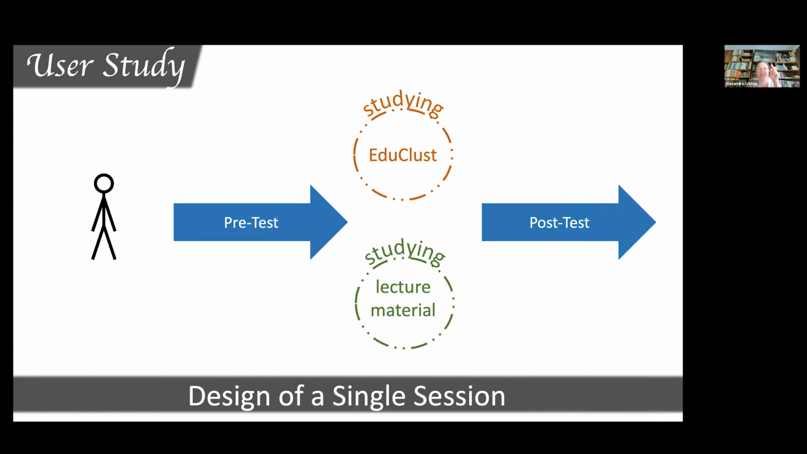However, it does make a difference. It can be that you introduce a different bias, which is the order of the application. So the people that, for instance, saw EduClust first and then the lecture material might be biased in a different way and trained in a different way than the people that did the lecture material first and then EduClust.